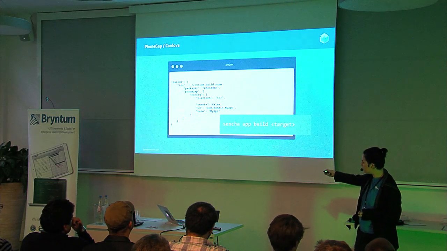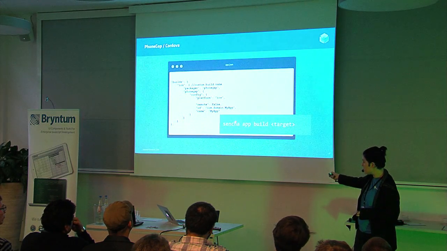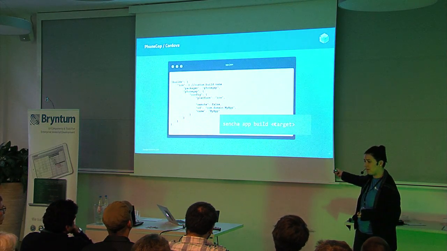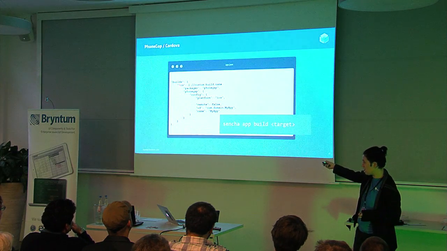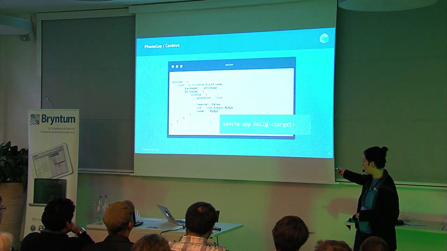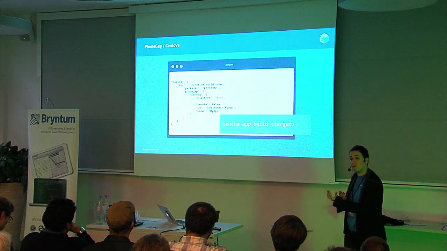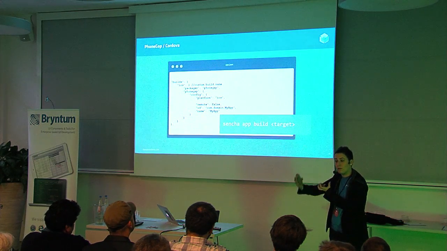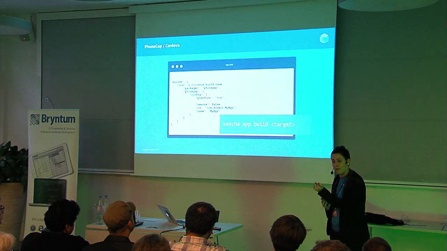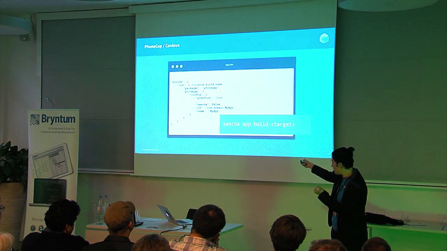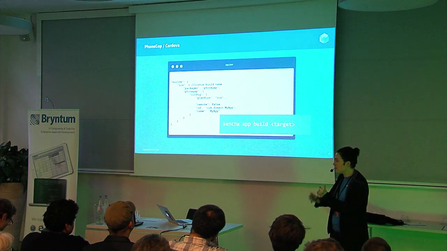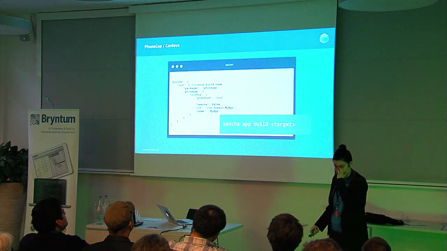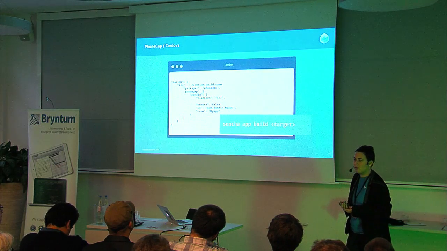Now, once you have this written in your app.json file, then you can run sencha app build and the target. So that's, in my case, iOS. Sencha app build iOS. And then what happens next is that Sencha CMD will automatically create a native package for me. It does that via, in my case, PhoneGap, and with my iOS Xcode tools.